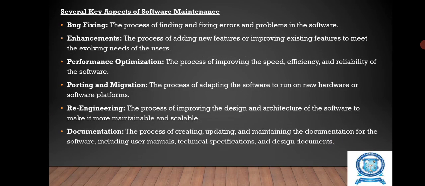the stakeholders. Several key aspects of software maintenance are bug fixing, that is the process of finding and fixing the errors and problems in the software; enhancement, the process of adding new features or improving the existing features to meet the evolving needs of the customers; performance optimization, the process of improving the speed, efficiency, and reliability of the software; porting and migration, the process of adapting the software to run on new hardware or software platforms; re-engineering, the process of improving the design and architecture of the software to make it more maintainable and scalable; documentation, the process of creating, updating, and maintaining the documentation for the software, including the user manuals, technical specifications, and design documents.